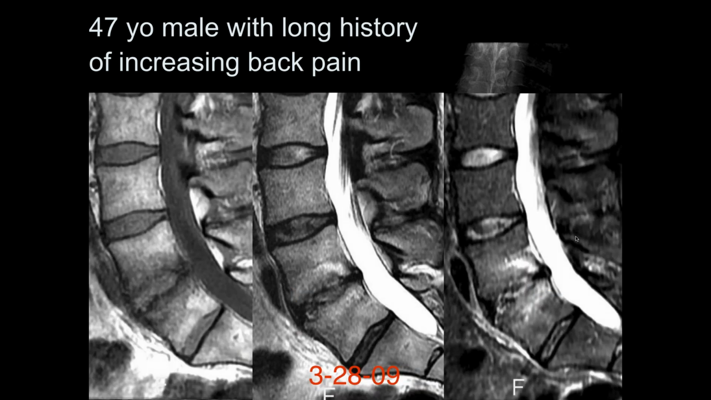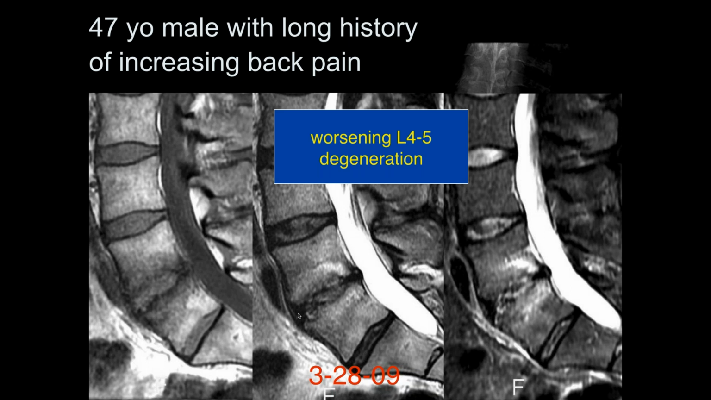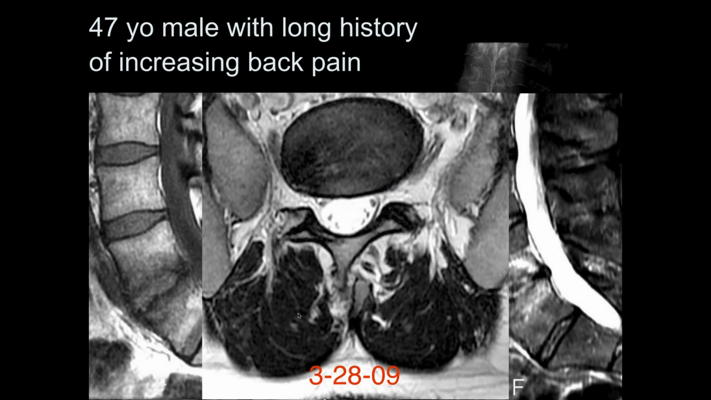So worsened L4-5 degenerative disease with end plate changes now. Okay, and then here are some axial images. The other thing you can note here is that the spinous processes are overlapping one another at the 4 and 5 level, which means, again, this is showing some abnormal bony alignment in this case.